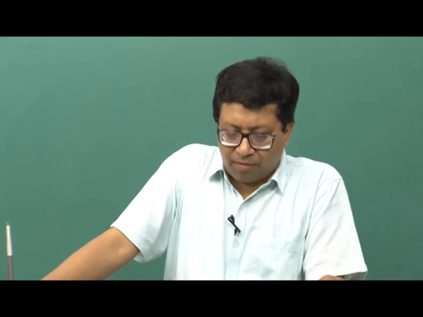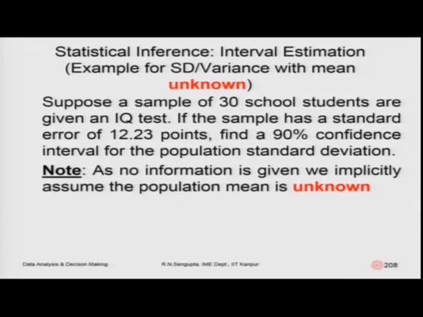Here again the same problem, suppose a sample of 30 students exactly. If the sample has a standard deviation of 12.23, now it is not 12.25, find a 90% confidence interval for the population standard deviation again, and now nothing is mentioned about the population mean. So, as no information is given, we implicitly assume that the population mean is unknown.